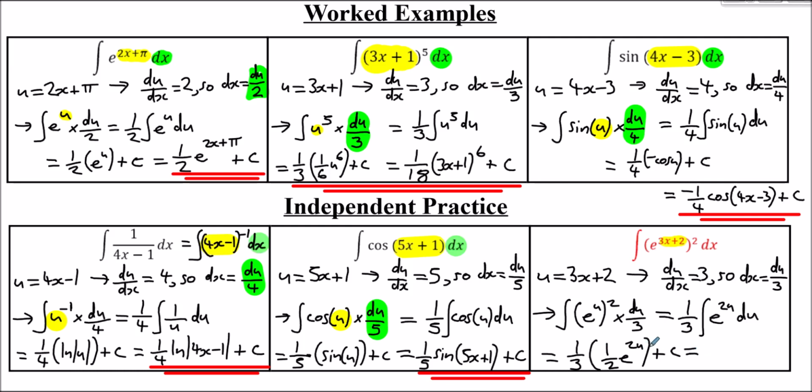Then neaten up and replace u with what u was in terms of x. 1/3 times a half is 1/6. e to the 2u, well, if 1u was 3x plus 2, double that, we get 6x plus 4. Then, of course, plus the arbitrary constant of integration.